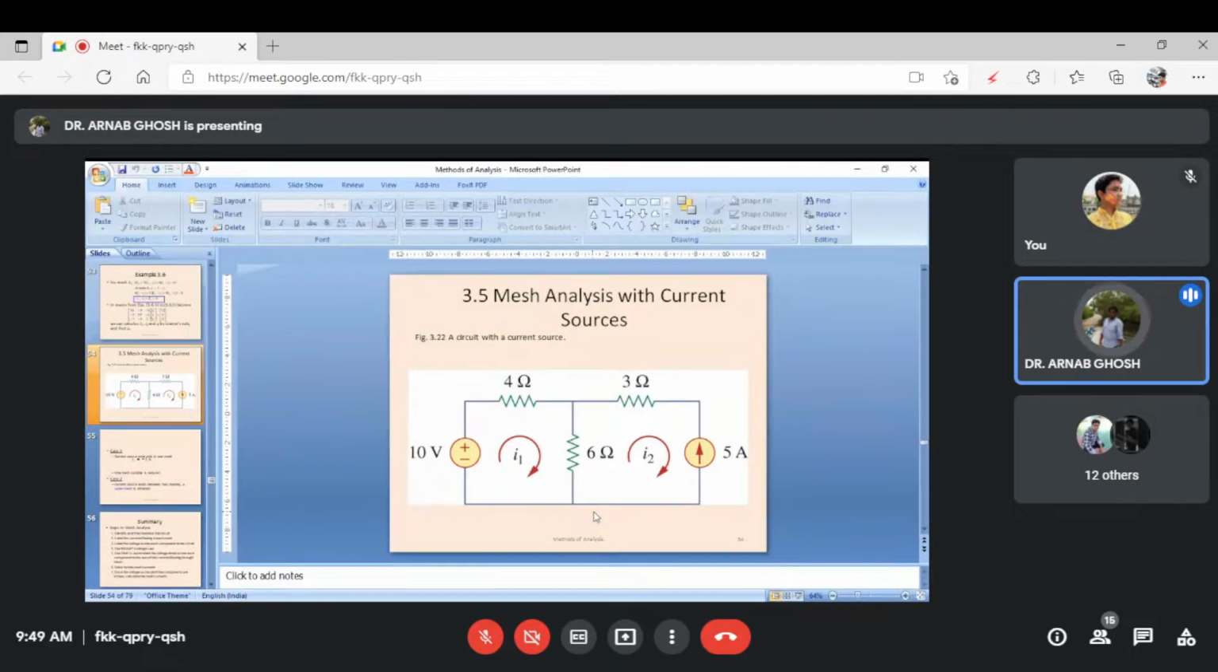Okay, so if there are current sources, there can be two cases. See, when I talked about the node analysis with voltage sources, you remember we talked of two cases. One case was that if you have the voltage source placed between the reference node and the non-reference node, in that case, the voltage at the non-reference node was equal to that of the voltage source, and you had one variable lesser to calculate.